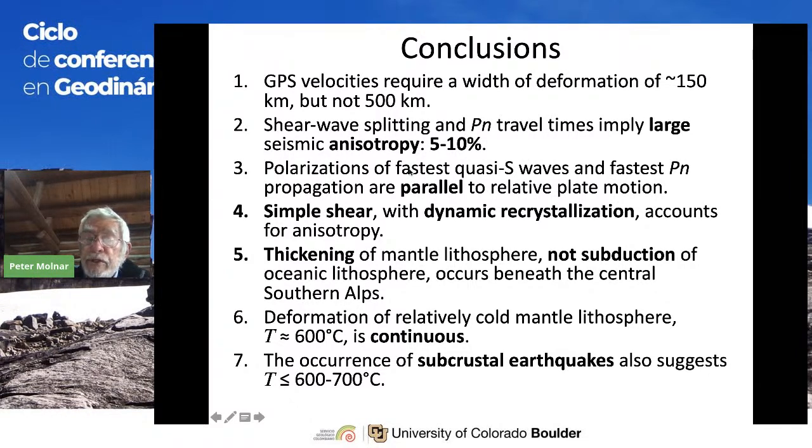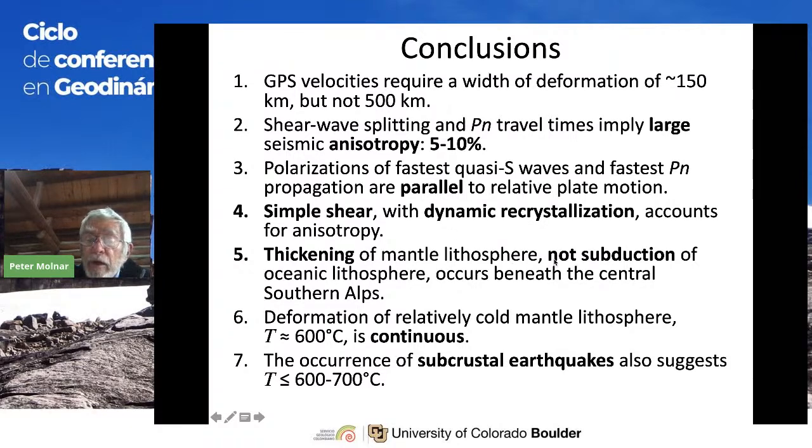The polarizations of the fastest quasi-S waves and the orientations of the fastest P wave propagation are parallel to relative plate motion. This requires simple shear, of course, with dynamic recrystallization. This is required to account for the anisotropy, and this dynamic recrystallization occurs at very low temperature. This is quite a surprise.